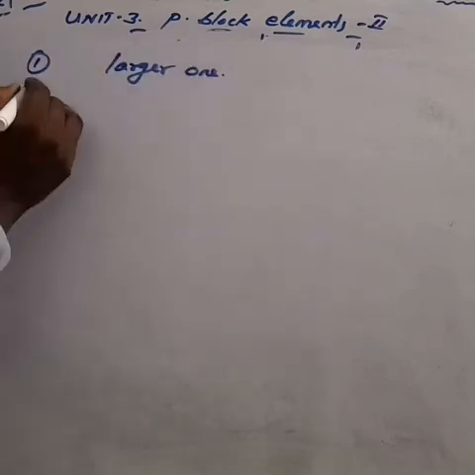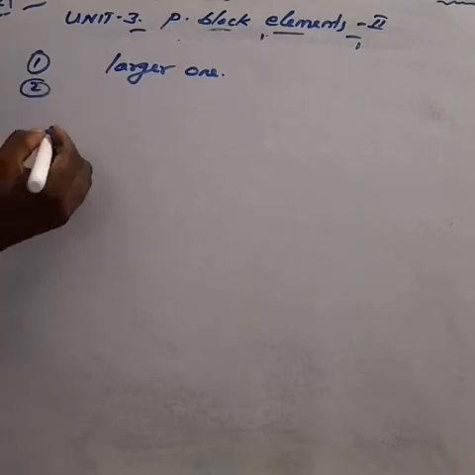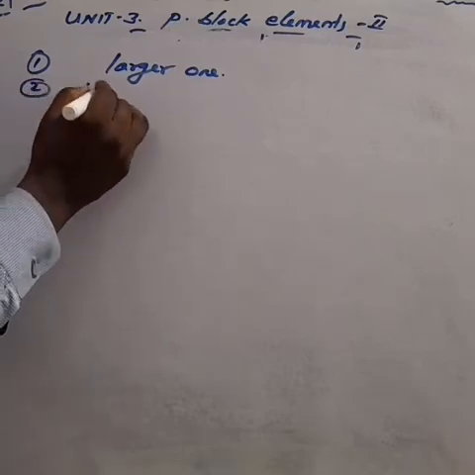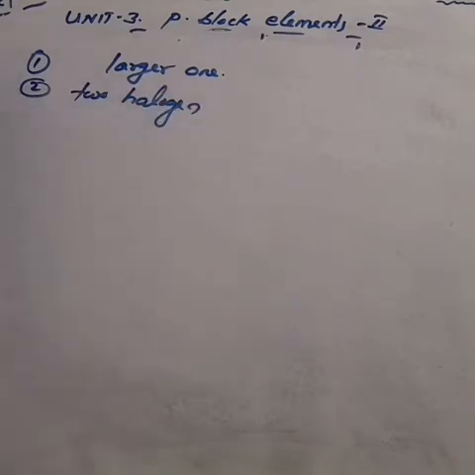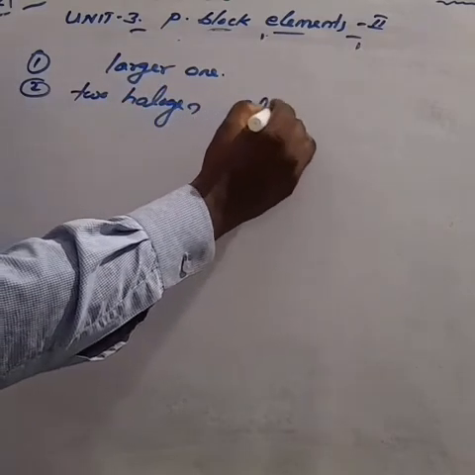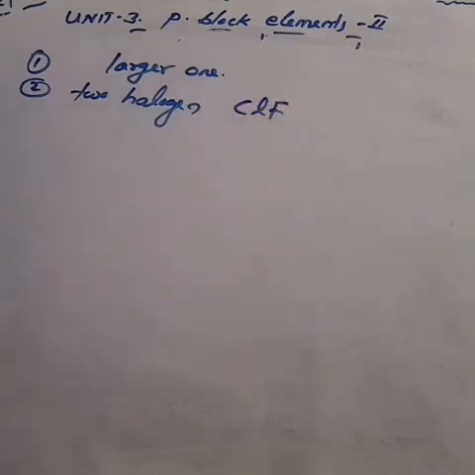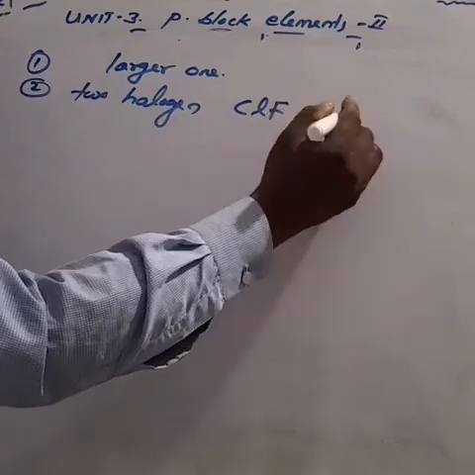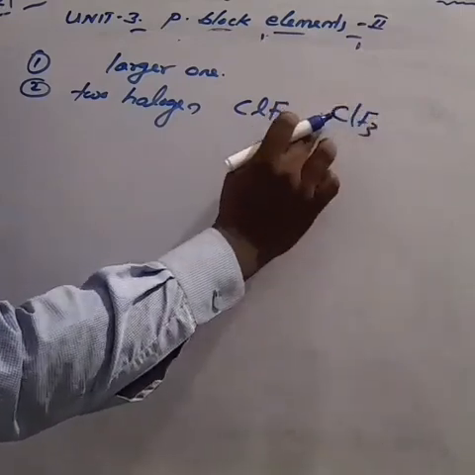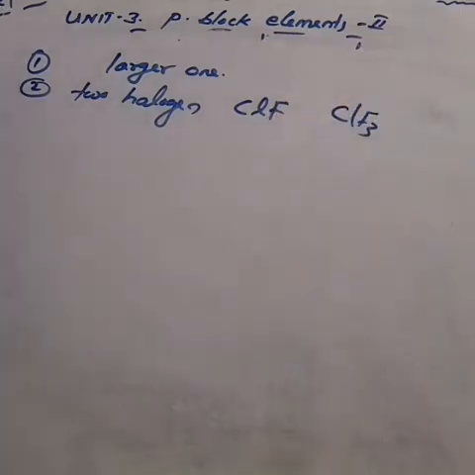Second, it can be formed only between 2 halogens, not more than 2 halogens. For example, ClF: how many halogens? 2. ClF3: how many halogens? 2. So it can be formed only between 2 halogens, not more than 2 halogens. That's the point. Can you understand?